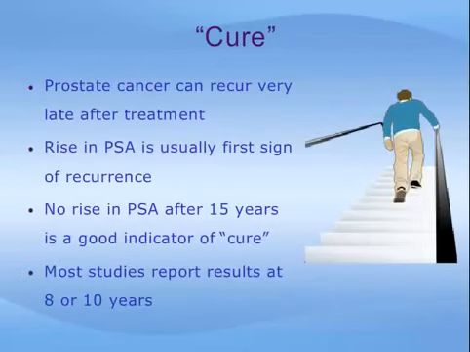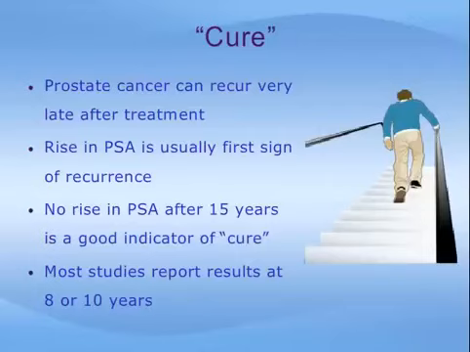Regardless, we do know that prostate cancer can recur a long time after treatment, and a rising PSA is the most sensitive way to know that cancer may be coming back. Unfortunately, with radiation treatments, because the PSA usually does not go to zero or undetectable, like it does after surgery, and can fluctuate up and down for a number of years, it is often difficult to define cure.